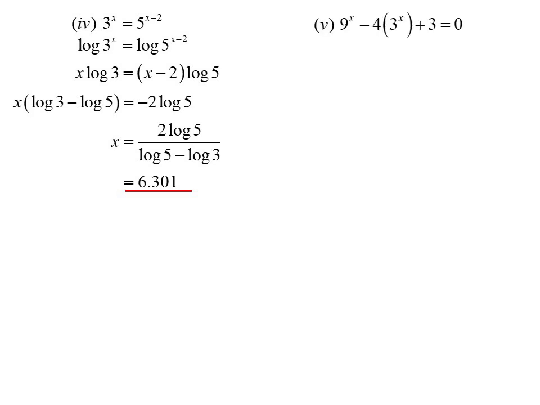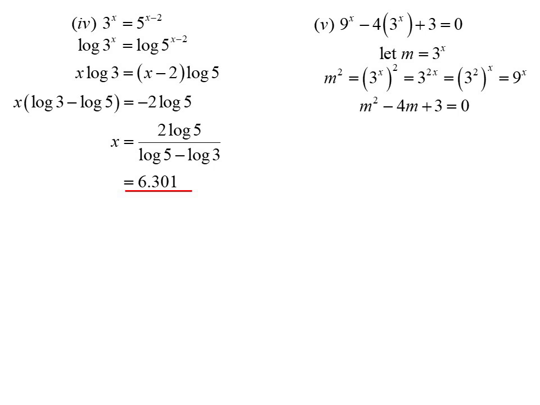6.301. Exponential equation here, it's actually a quadratic, because of course 9 is 3 squared. You could substitute in a pronumeral for 3 to the power of x. Let m equal 3 to the power of x, so therefore m squared is 9 to the power of x. So really I've got the quadratic equation, m squared minus 4m plus 3 equals 0. Factorise that, either m is 3 or m is 1.